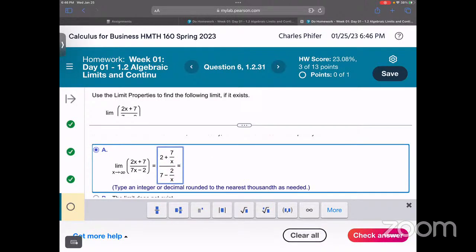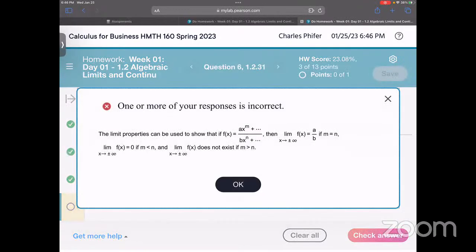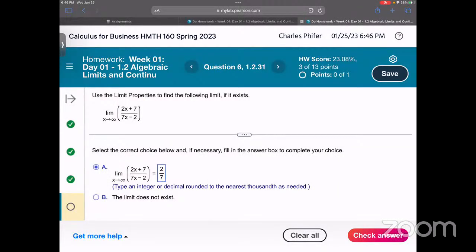Let me get rid of all this other stuff. All right? Okay, let's go with that. Let me see. 2 over 7. You factor out x. Yeah, that's gone. That goes to 0. That goes to 0. What am I missing? Oh, okay.